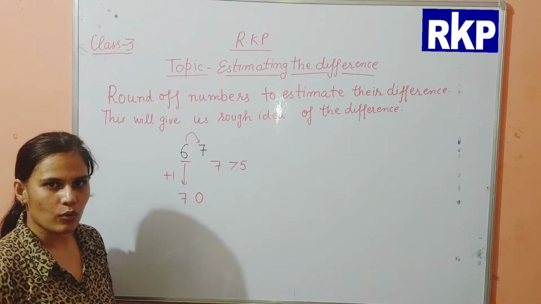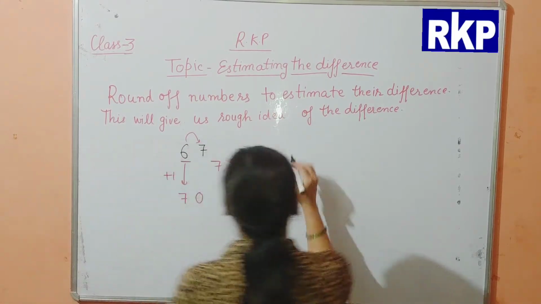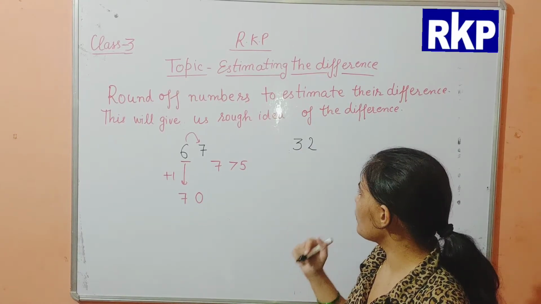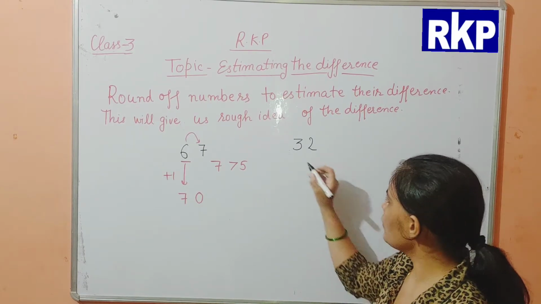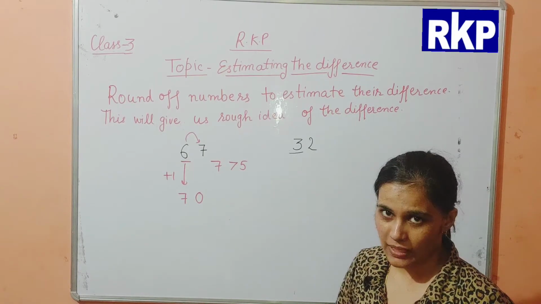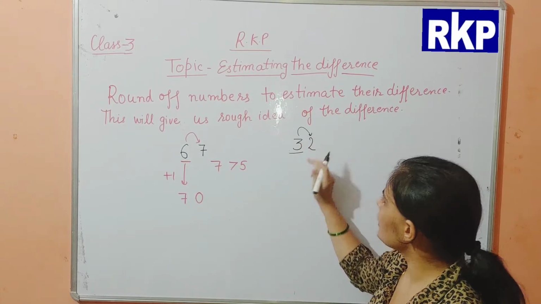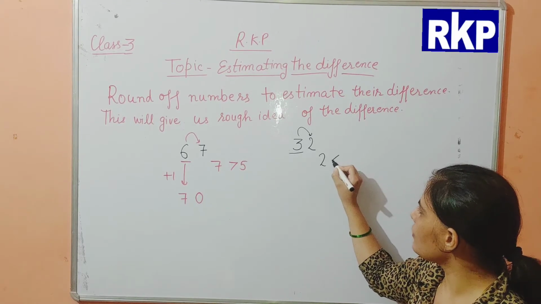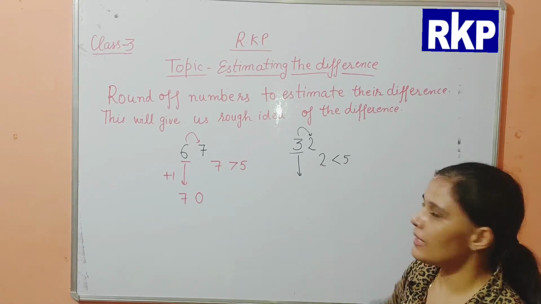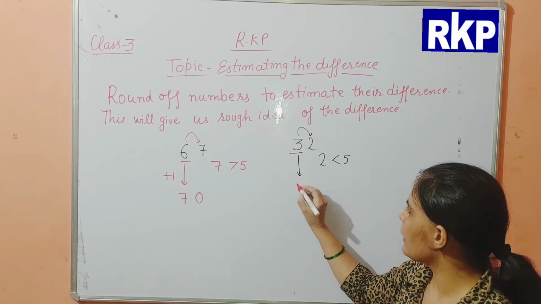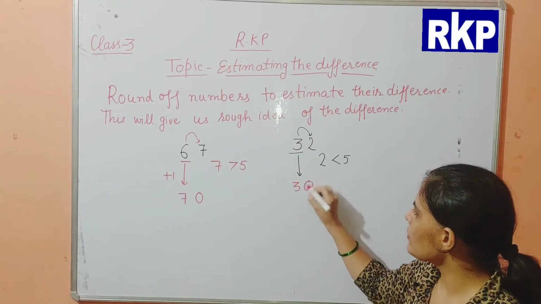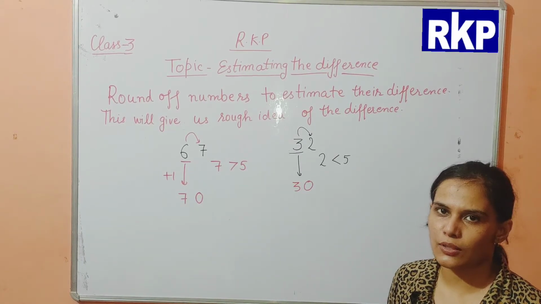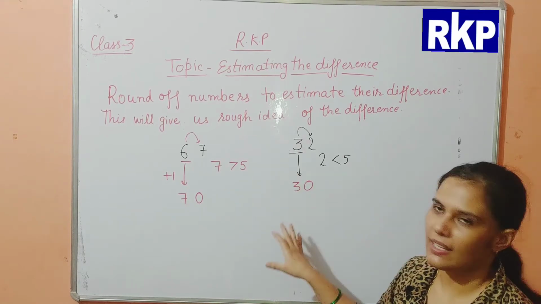Okay, our next example is 32. If I want to round this number to the nearest 10, what will I do? First of all underline the tens place and see the digit just to the right of the tens place. That is the ones place, and this 2 is less than 5. So here the tens digit will not be increased and the same number 3 will stay and the ones place will become 0. We have already done how to round off the numbers in our chapter 1, so just revise it.